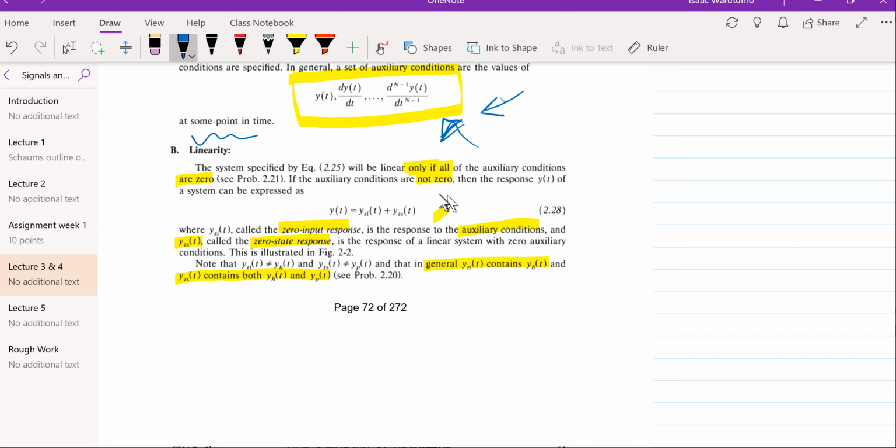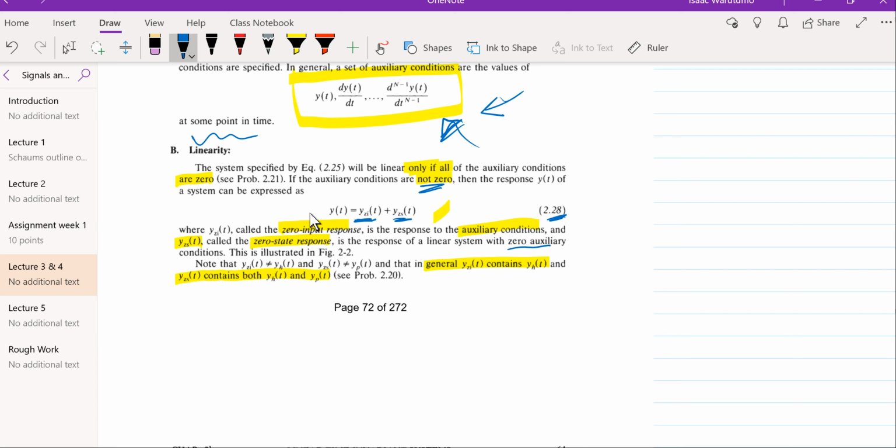If the auxiliary conditions are not zero, then the response y(t) can be expressed as equation 2.28, and we are saying that the system is not linear, where yzi(t) is called the zero input response, which is the response to the auxiliary conditions. And yzs(t) is called the zero state response. It is the response of the linear system with zero auxiliary conditions.